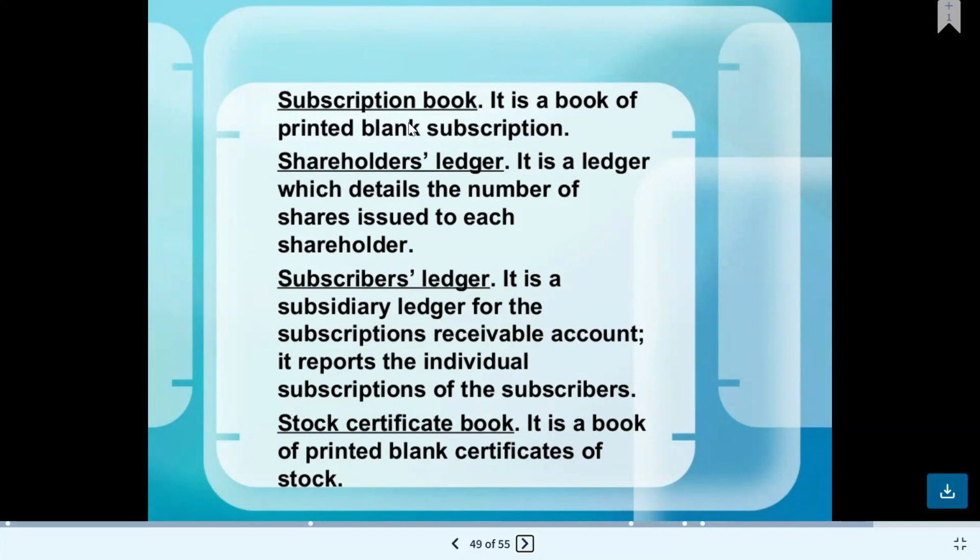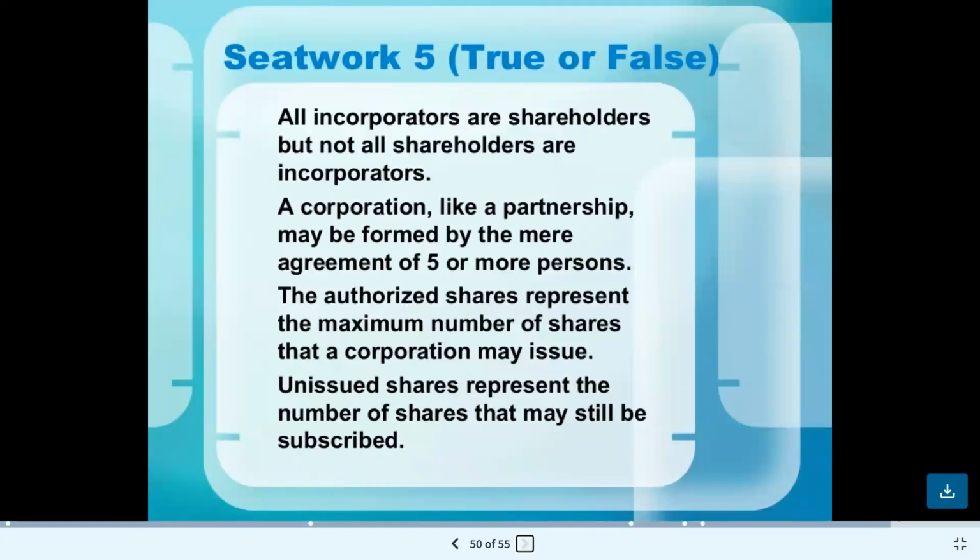Again, you have the subscription book, a book of printed blank subscriptions related to the issuance of shares. Shareholders ledger is a ledger which details the number of shares issued to each shareholder. Subscribers ledger is a subsidiary ledger for the subscription receivable account. Stock certificate book is a book of printed blank certificates of stock. And this one, I'll just leave it as is. This is a sheet work. You do not need to do this one.